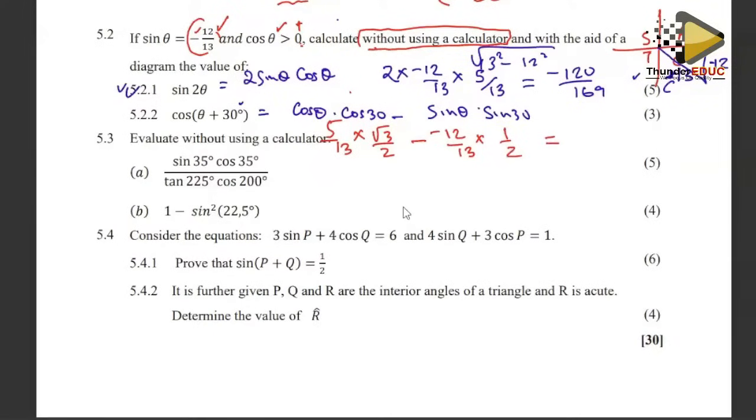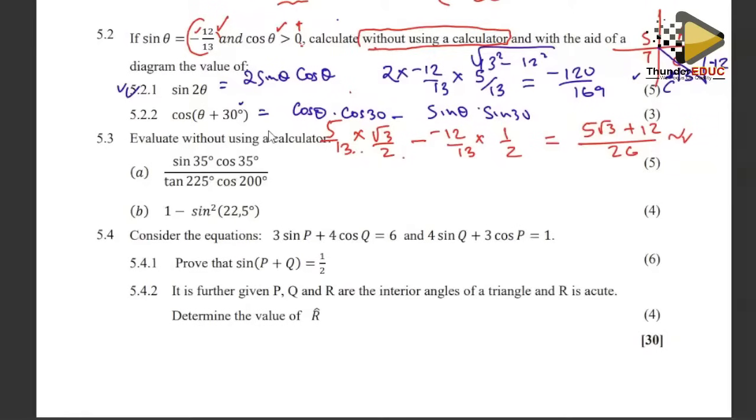Remember, they said without a calculator. But can really this one be simplified without a calculator? That's like being unfair. But anyway, we can do it because denominators are the same. So I'll have a 26. So it's a 5 root 3 plus a 12. That should be our answer. Don't give us decimals, otherwise they'll get you there.